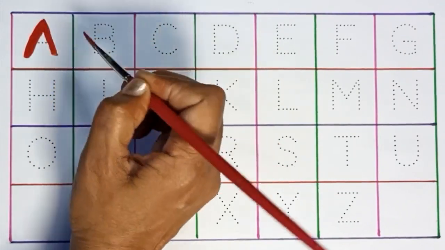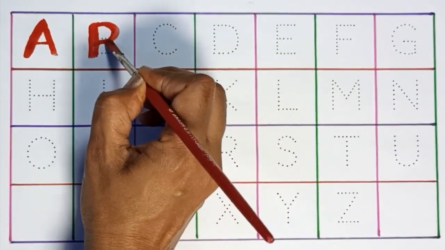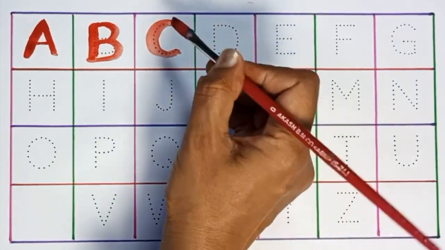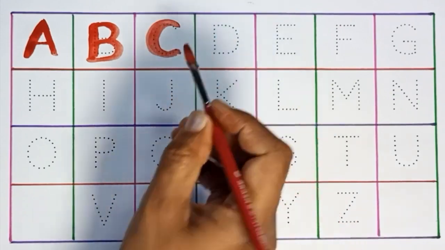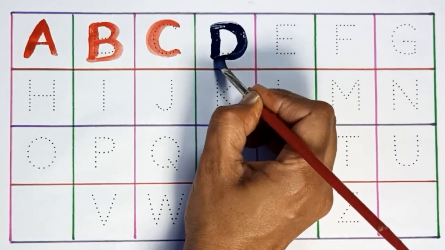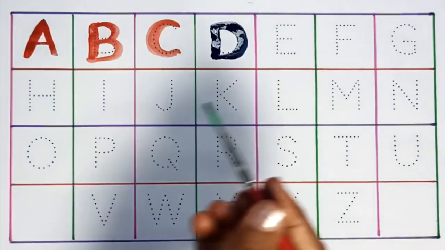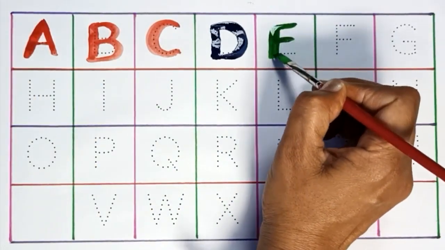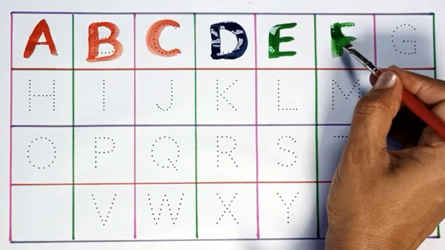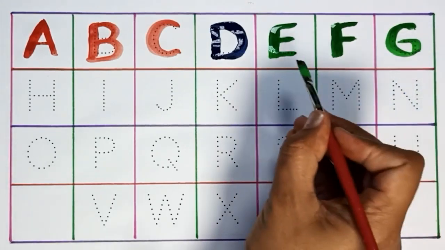A. A for apple. B. B for ball. C. C for cat. Red color. D. D for dog. Blue color. E. E for elephant. F. F for fish. G. G for grapes. Green color.